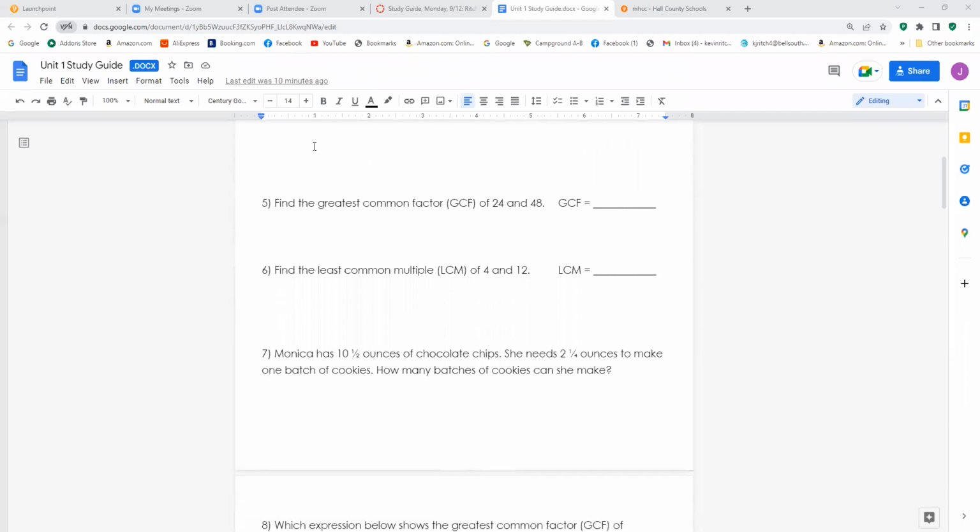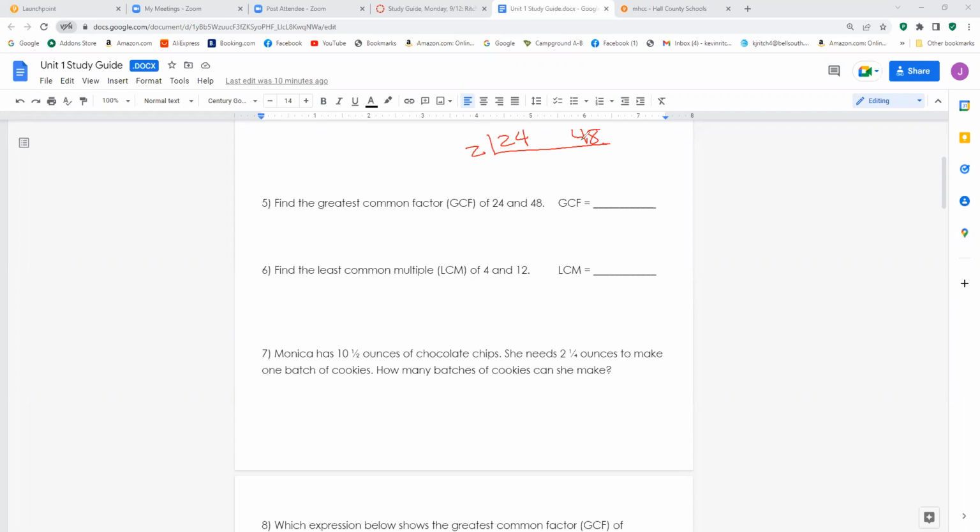All right, number 5. Find the greatest common factor of 24 and 48. So greatest common factor, let's write it right here, 24 and 48. Let's do one of these upside down division things, or ladder method is what it's called.